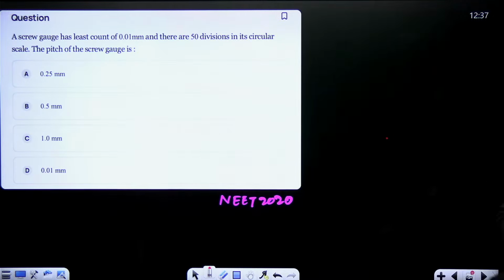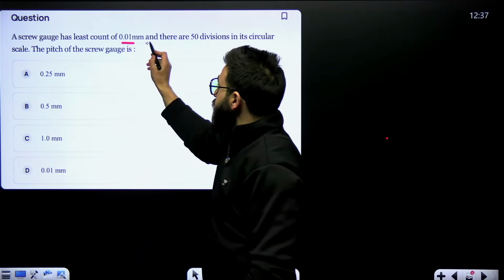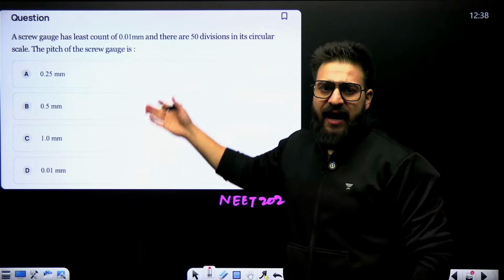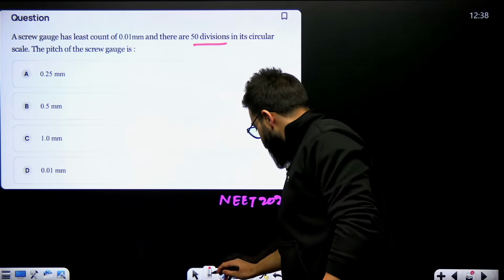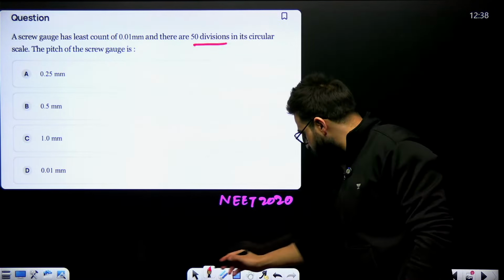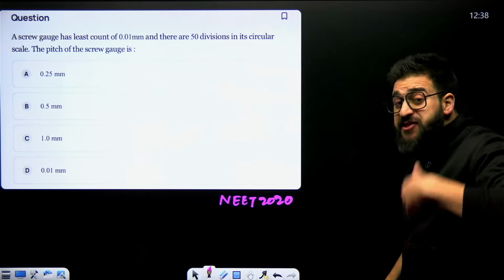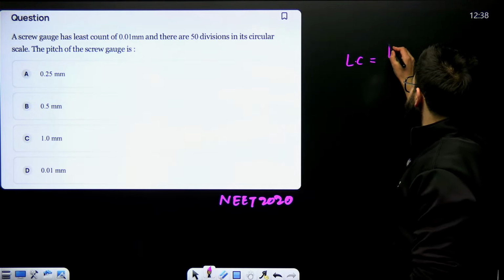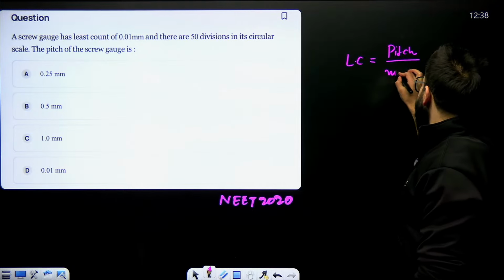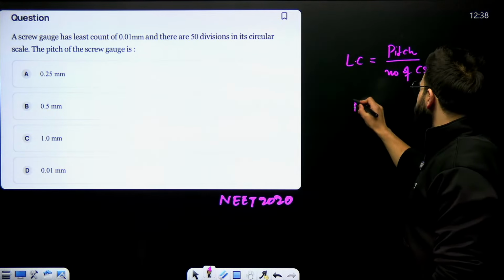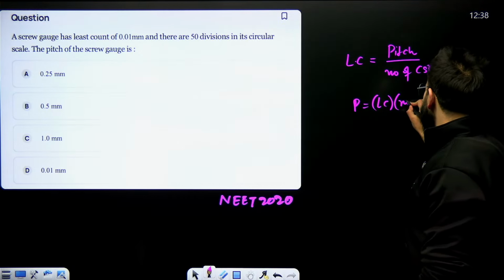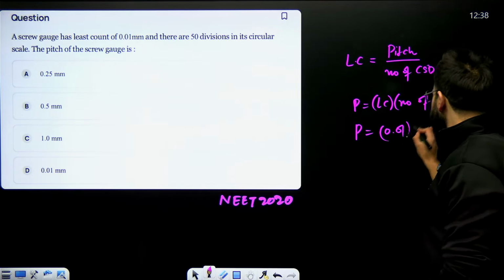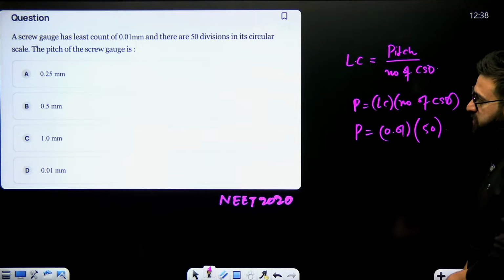There is a question which was asked in NEET 2020. A screw gauge has a least count of 0.01 and there are 50 divisions in its circular scale. This is that circular scale in which there are 50 divisions. The pitch of the screw gauge, we have to find the pitch. When it comes to the least count, you say, sir, that is pitch divided by number of CSD. Yes, so pitch will be least count multiplied by number of CSD. Pitch will be least count 0.01 and number of CSD is 50 in this particular case.